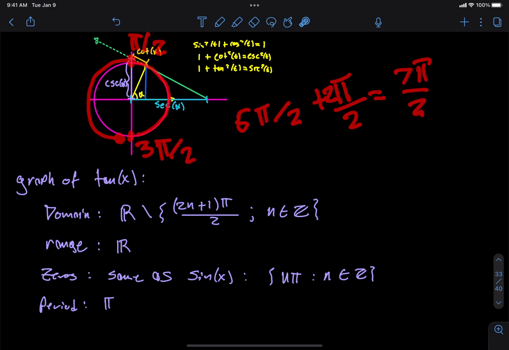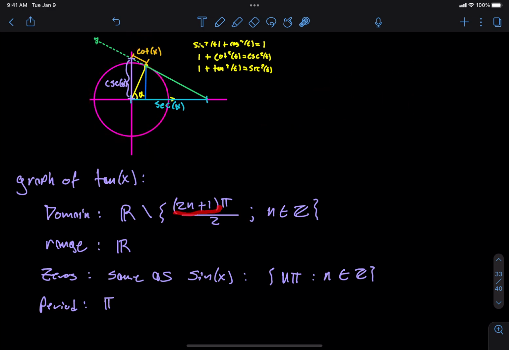So you're probably starting to see a pattern, right? Pi over 2, 3 pi over 2, 5 pi over 2, 7 pi over 2. It's all of the odd multiples of pi over 2. The way we can express that is odd numbers are all expressed as 2n plus 1. Take any integer n, multiply by 2, you'll get an even number. Add 1, it should be odd, right? So that's an odd number.